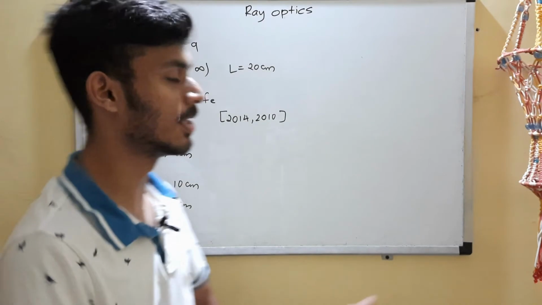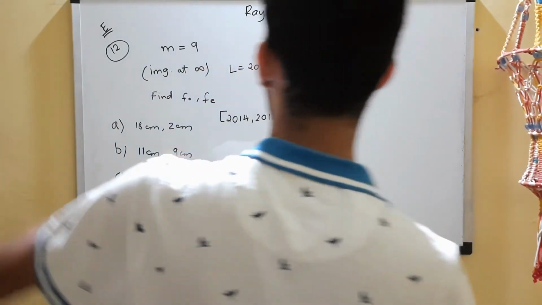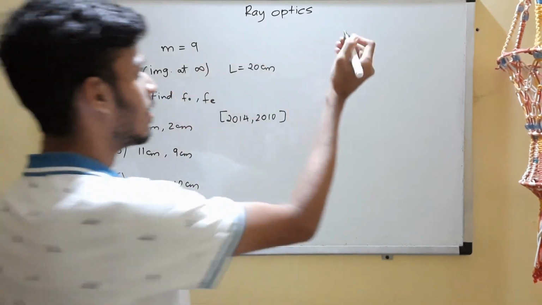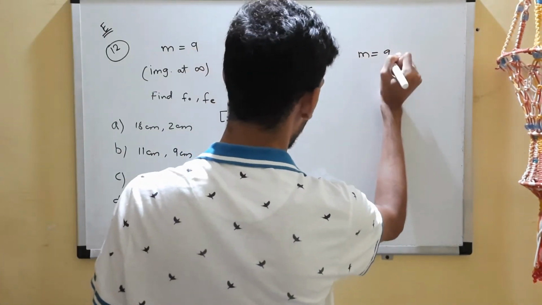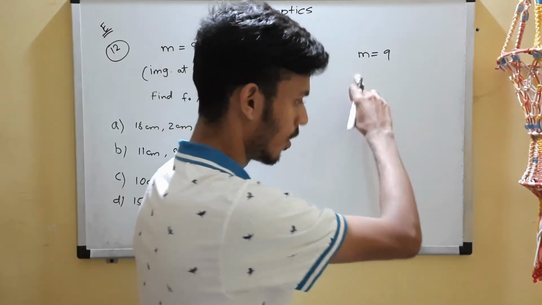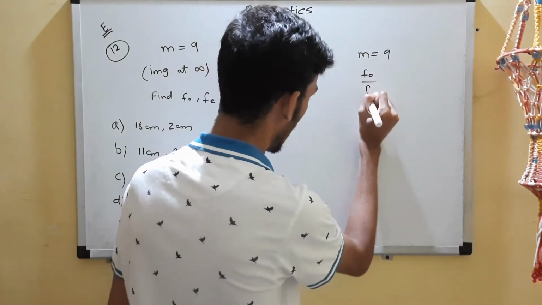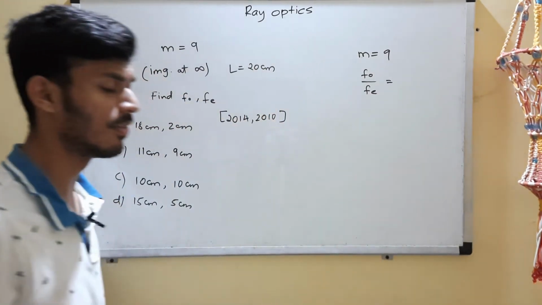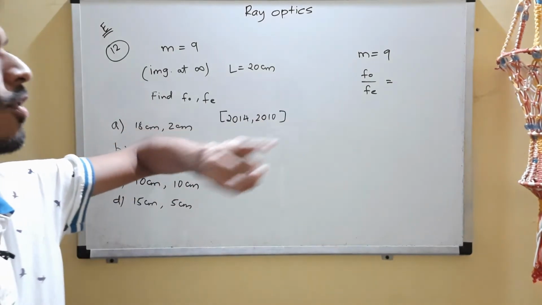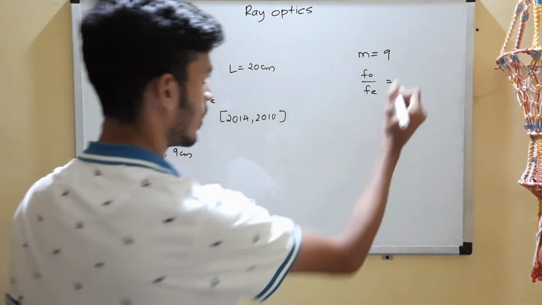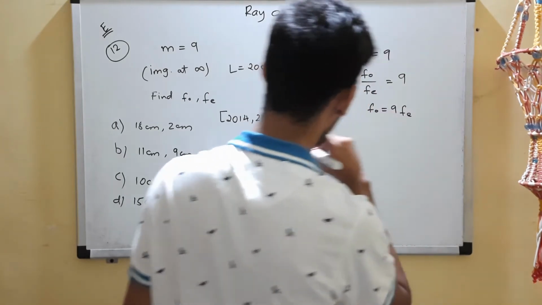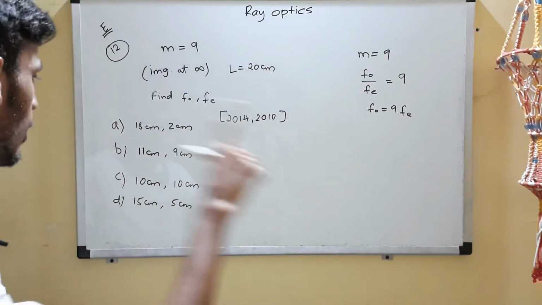Now it's a very straightforward question because you are just supposed to know the formulas over here. So for image at infinity, the magnification is given as 9. When the image is at infinity for a telescope, the formula for magnification is FO by FE. So from here you can see that FO is 9 times FE, right? And I got my answer from here.